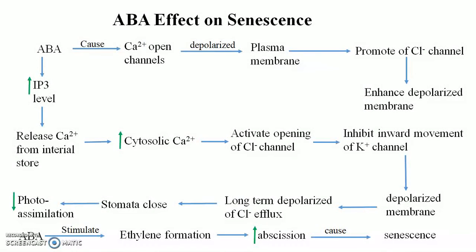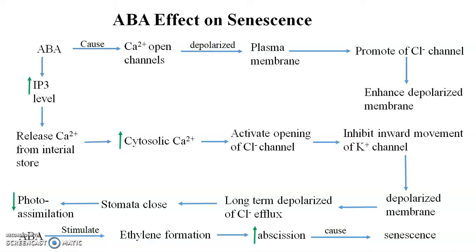ABA effect on senescence. There are different ways. First one, ABA cause calcium 2 positive open channels which depolarize the plasma membrane and promote the chlorine negative channel. It can enhance the depolarization membrane.